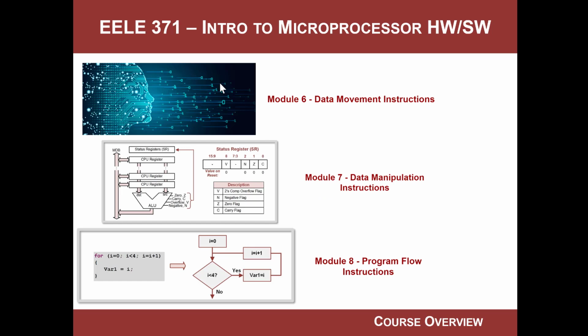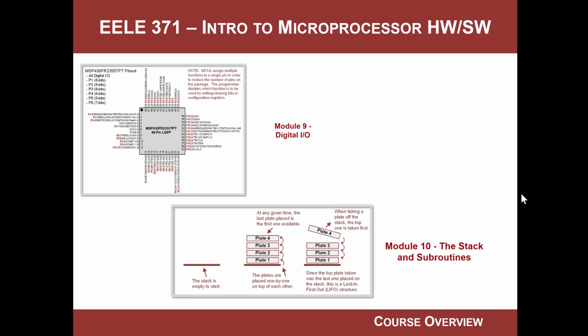All right, and then as we're learning assembly, we move through the three main categories of instructions, which are data movement, data manipulation, and program flow. And again, these three classes are implemented in all computer systems when you get down to the low level. Then we get to start looking at some peripherals, and so we start accessing the outside world. So in Module 9, we're going to look at the parallel I/O system, which we just call digital I/O, and that's how you get information in and out of the microcontroller.